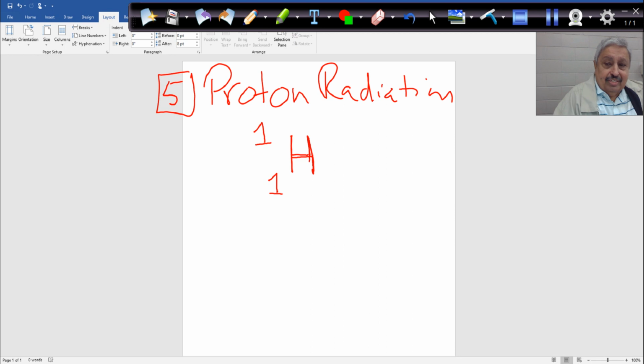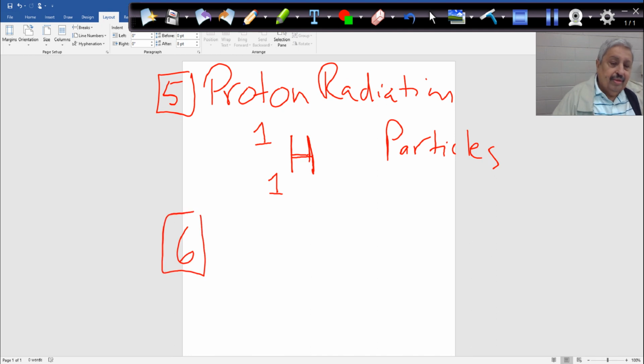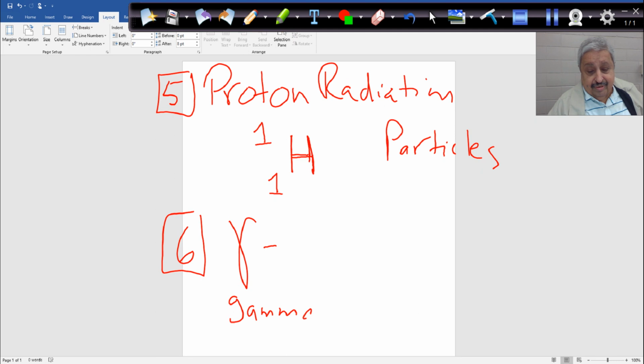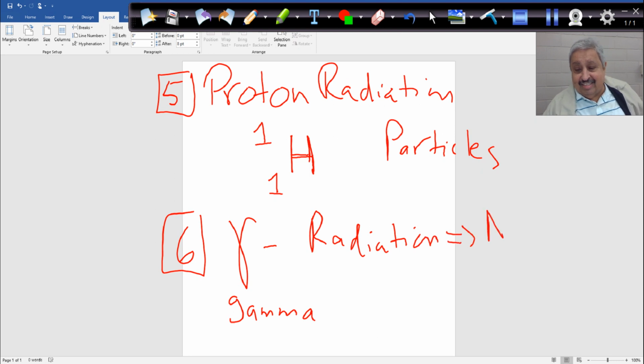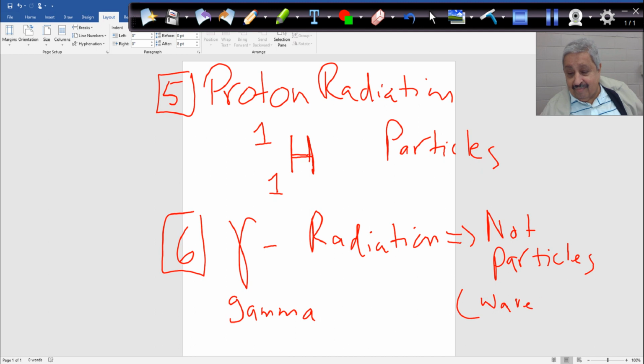The last thing, this is a particle, by the way. Number 6 is gamma radiation. Now, there is an issue here. Gamma radiation is not particles. They are waves. Gamma are waves, not particles.